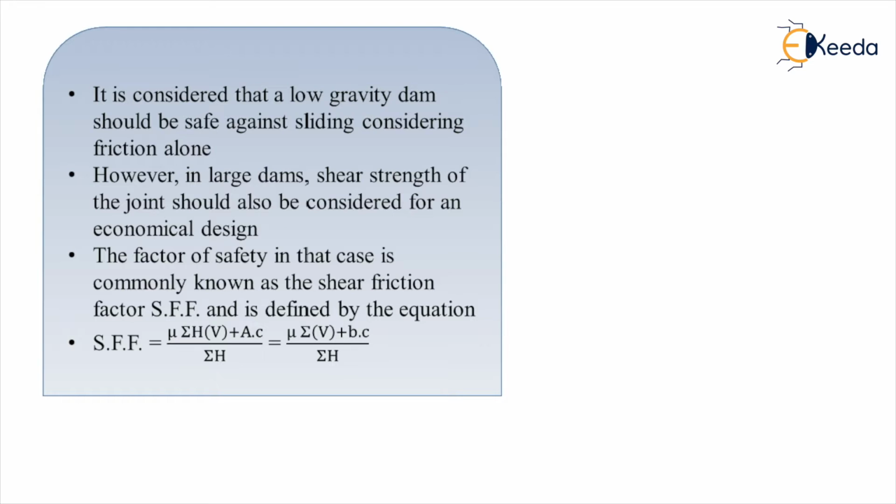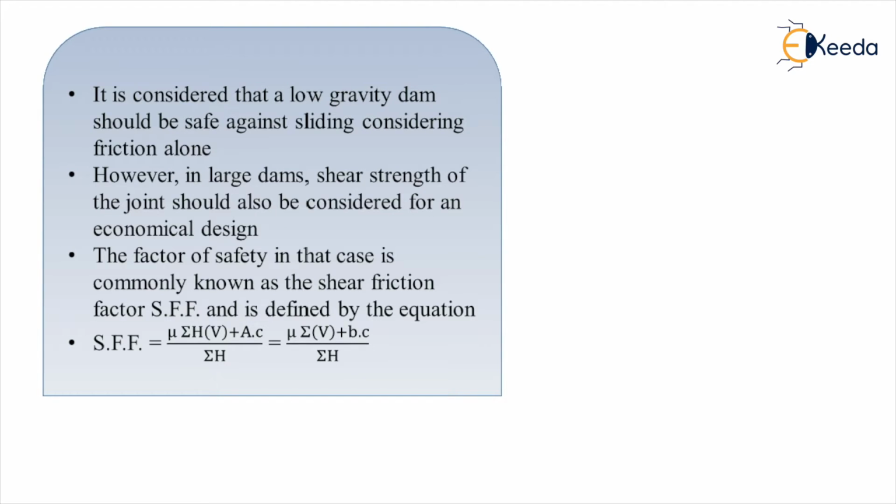Generally the value will be taken from 1300 kilonewton per meter square to 4500 kilonewton per meter square. It is applicable and adopted when the material is good rock. When we are using concrete, the shear strength of the joint value ranges from 650 to 1300 kilonewton per meter square.